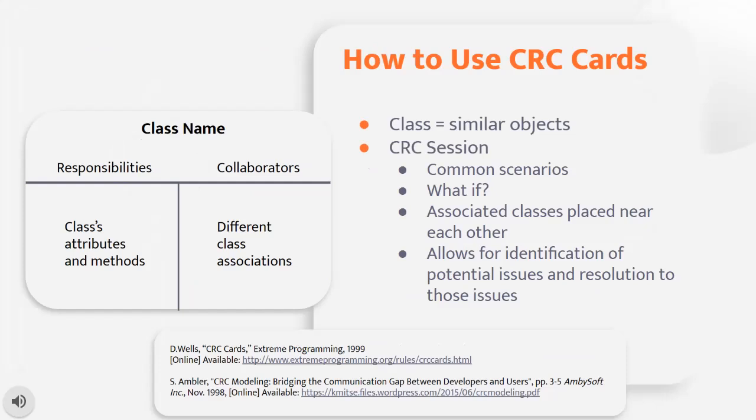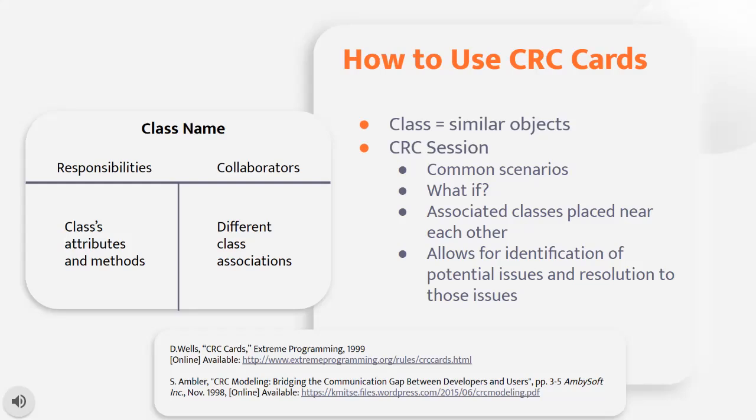The responsibilities usually include the class's attributes and methods, which represent what the class knows or does. It is common for a class needing to complete a responsibility but not having enough information to do it. This is why the collaboration section is important. The collaborators are different classes that a class interacts with to fulfill its responsibilities.